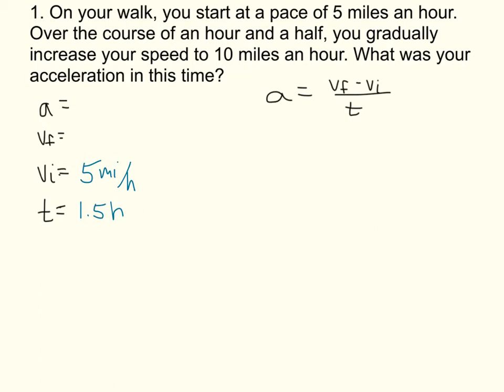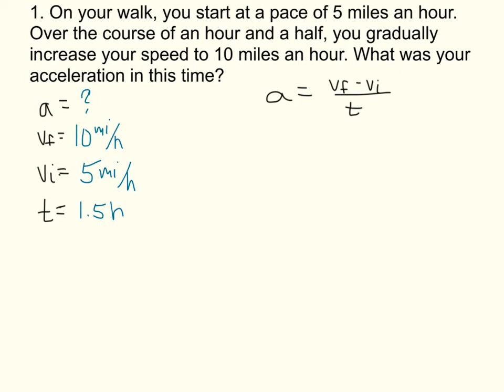In an hour and a half, we increase our speed to 10 miles an hour. After that hour and a half is done, this is our final velocity. 10 miles an hour is our v sub f, 10 miles per hour. And the question is, what is our acceleration? So we don't know what our acceleration is at this time.